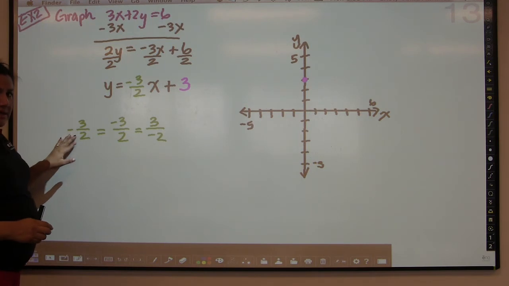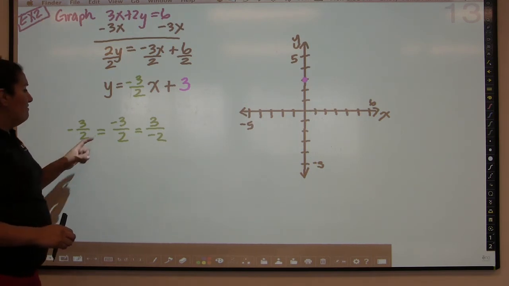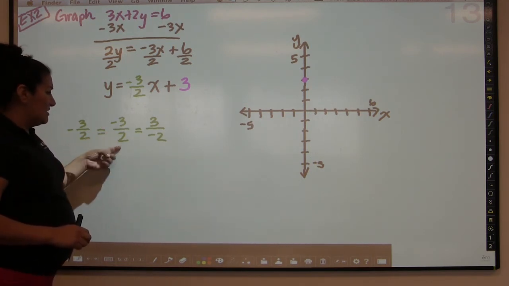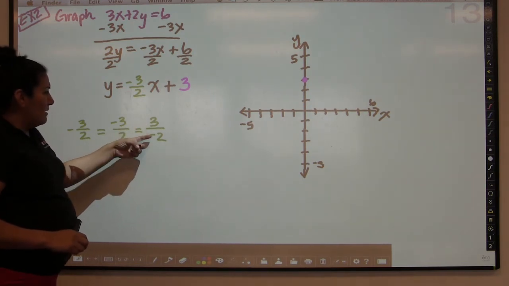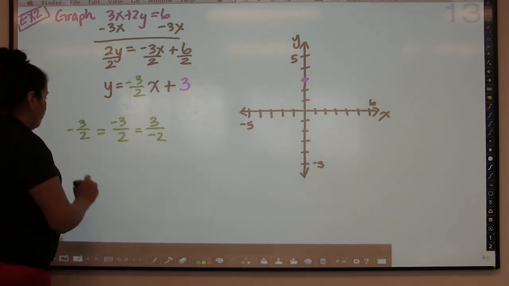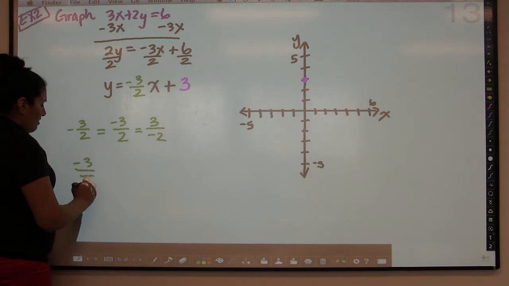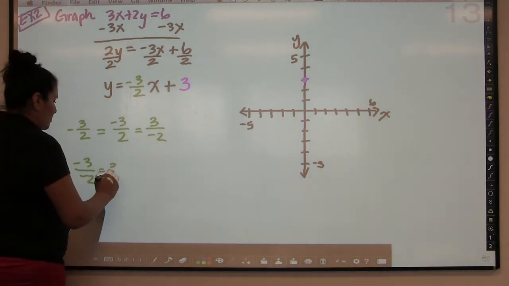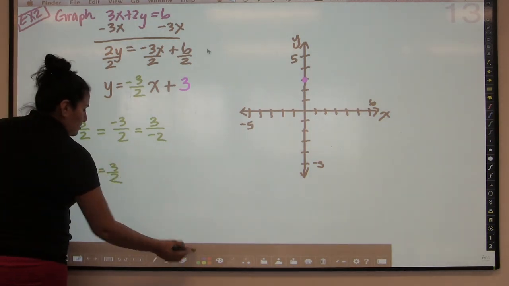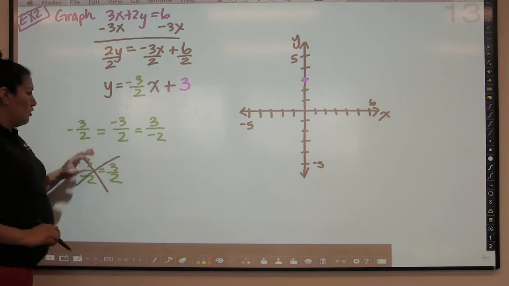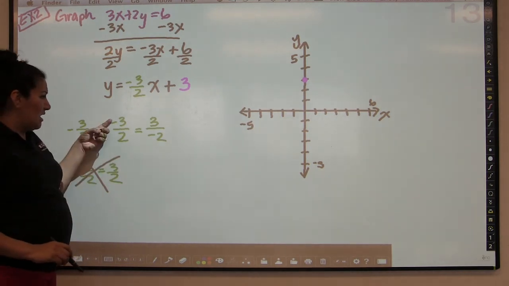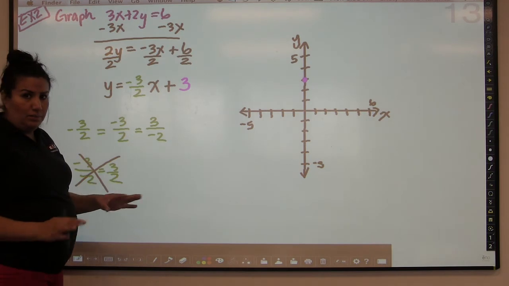We want our slope to be negative. It is -3/2. If I take a negative divided by a positive, this is still negative. A positive divided by a negative is still negative. If you put the negative on both, then you will end up with a positive slope, and we do not want a positive slope. So your only two options are either put the negative on top or put the negative on the bottom, but you can't put it in both.